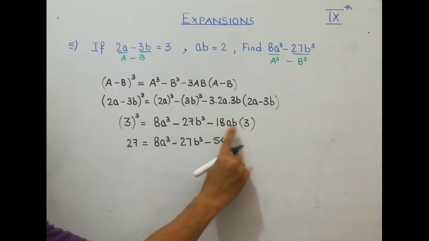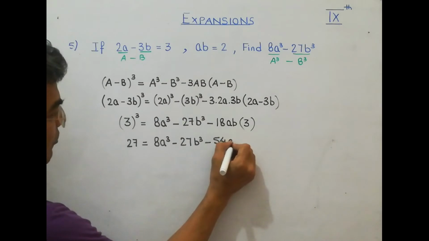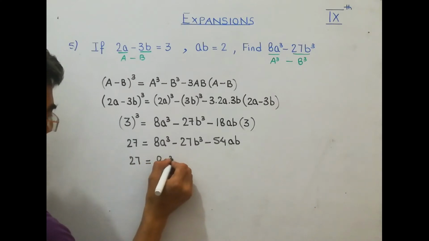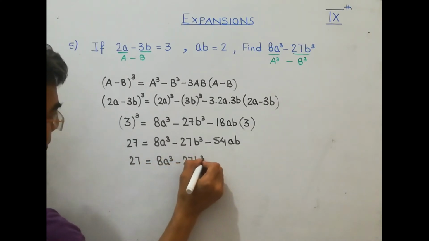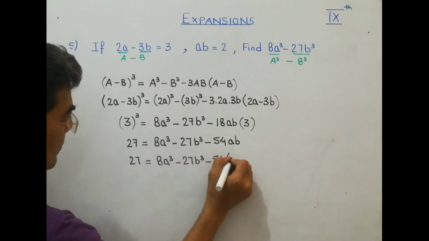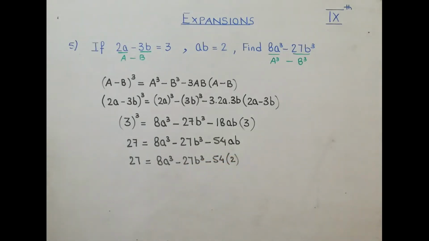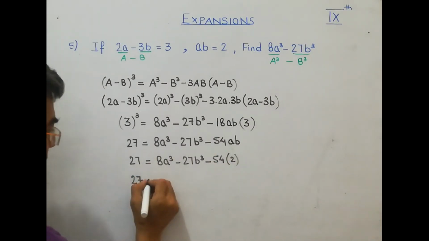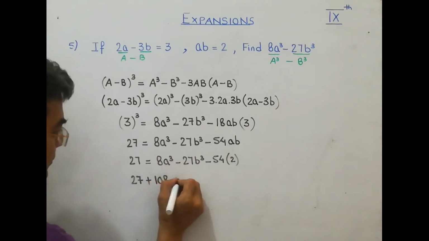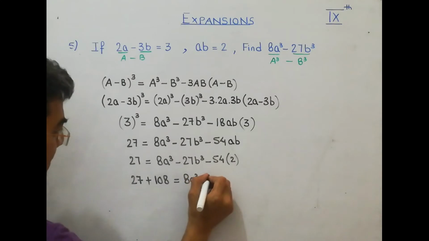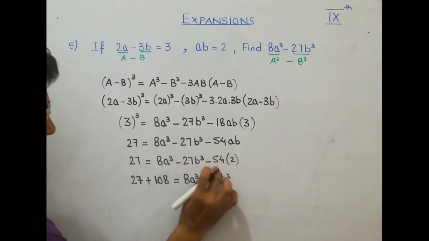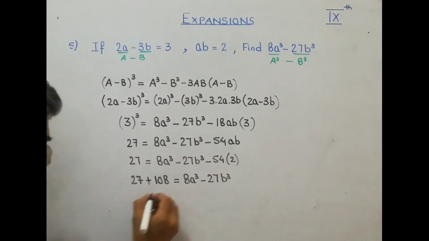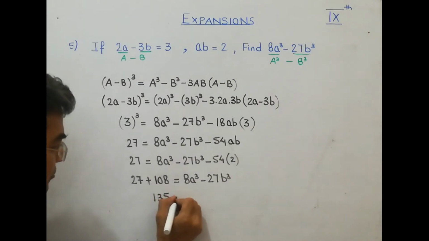This will become 54 and AB, and you can see AB will be replaced by 2. So when you replace it by 2, you will be getting 108. So 27, this will become this side, so it will become plus 108. You will multiply, this will become 108 minus 108, when transferred this side becomes 135.